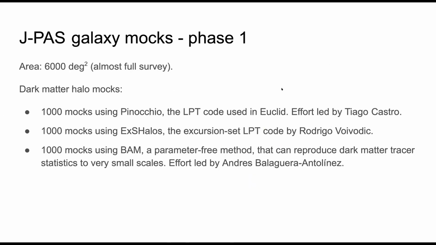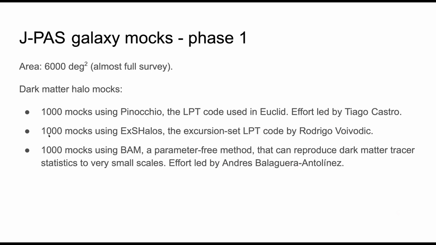So we have a phase 1, which is to produce dark matter halo mock catalogs. We want to produce 1,000 mocks for each method. To do so, we cannot really use an N-body simulation, so we use approximate methods. We want to simulate an almost full survey, about 6,000 square degrees. The first method will be Pinocchio, which is a Lagrangian perturbation theory code that is used in Euclid. This effort is led by Thiago Castro.